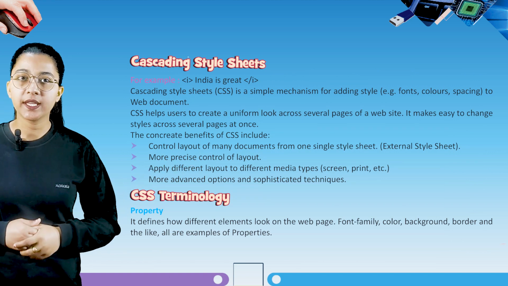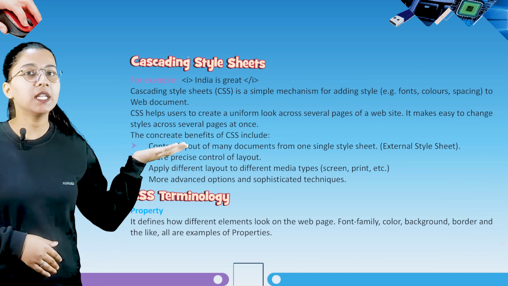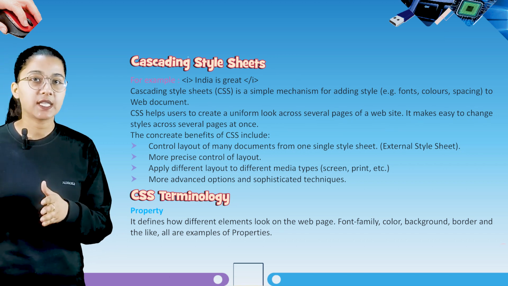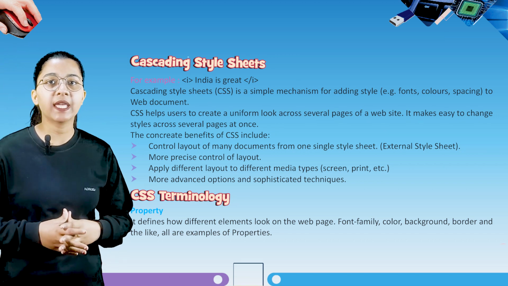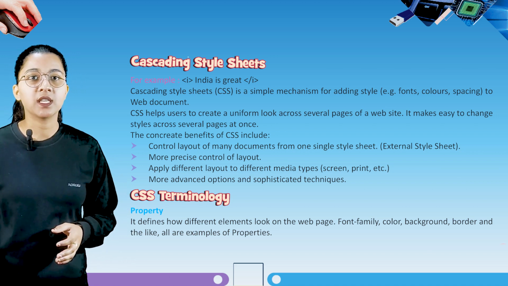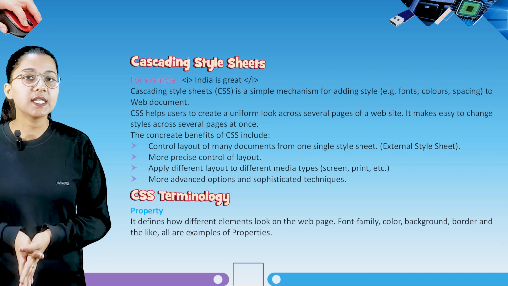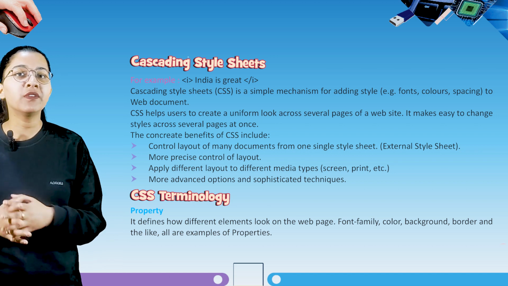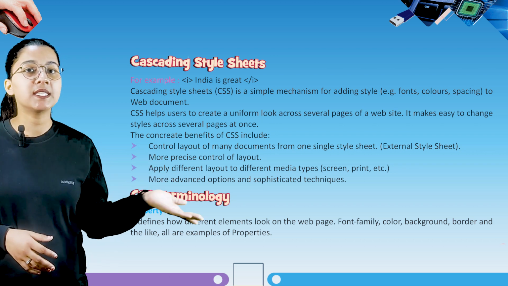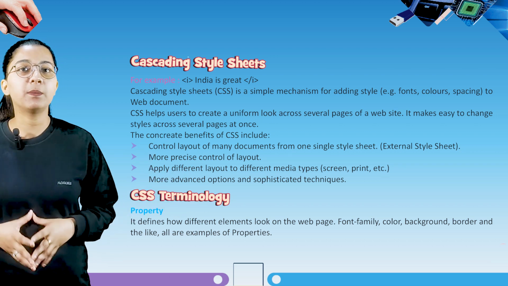Now our next topic is cascading style sheets. So cascading style sheets, that is CSS, is a simple mechanism for adding style, for example font, color, spacing, to a web document. CSS helps users to create a uniform look across several pages of a website. It makes it easy to change style across several pages at once.